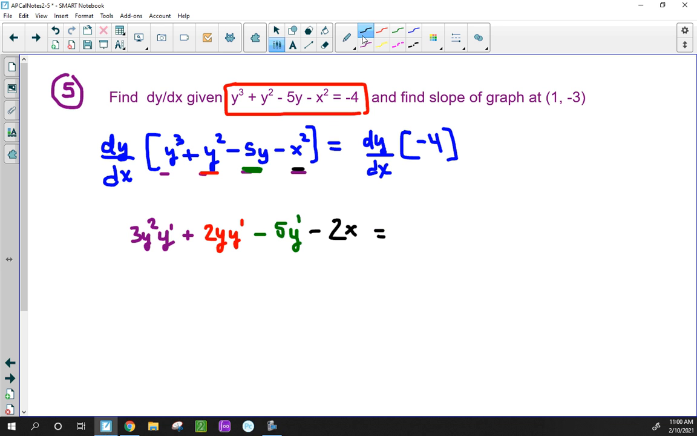Equals, and then on the right side, the derivative of y with respect to x of a constant is going to be 0. Okay, so I've done the derivative of the left side, derivative of the right side. The next step in the process is to kind of group like terms together, making sure that you keep your dy dx on the left side of the equation. As you can see from my 4 terms, the first 3 of them have y prime. So the next step would be for me to transpose the -2x.